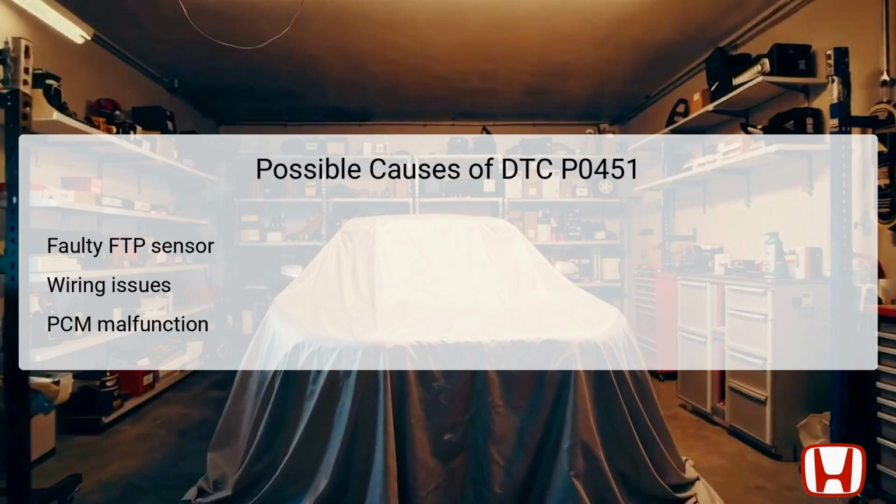Several factors can lead to the occurrence of DTC P0451. One primary cause is a faulty FTP sensor. If the sensor is defective or damaged, it may output incorrect data, directly affecting the PCM's performance. Another consideration is wiring issues, such as damaged wires or connectors in the FTP sensor circuit, which can lead to poor signal quality and irregular readings.